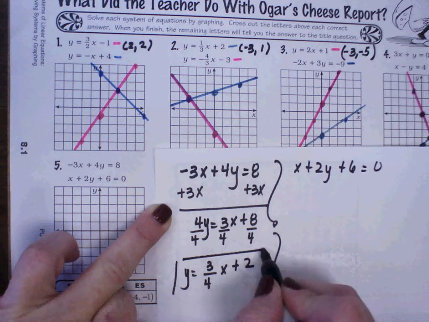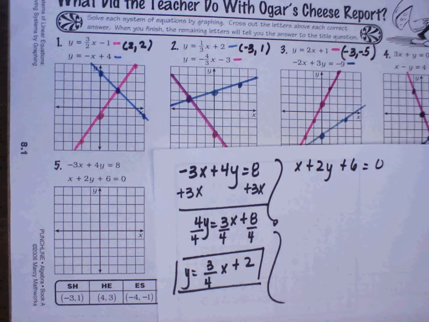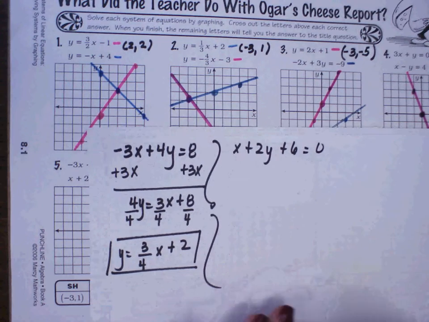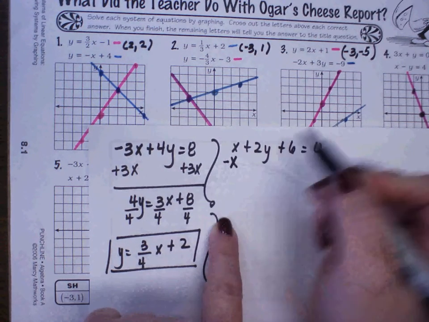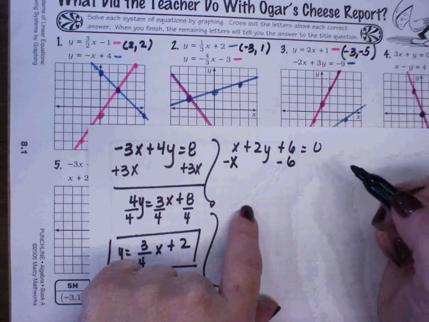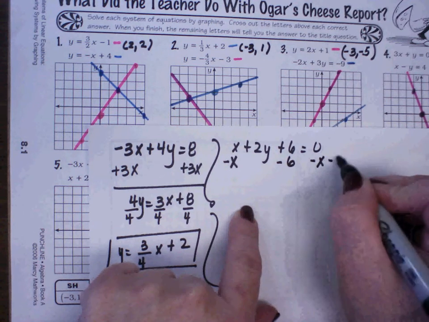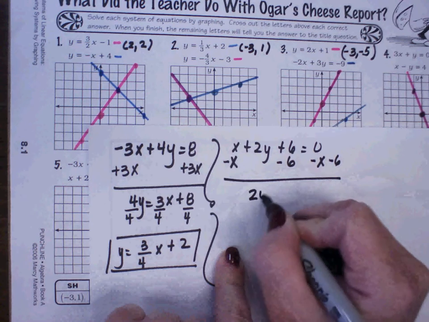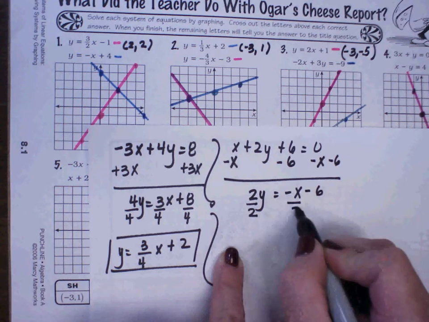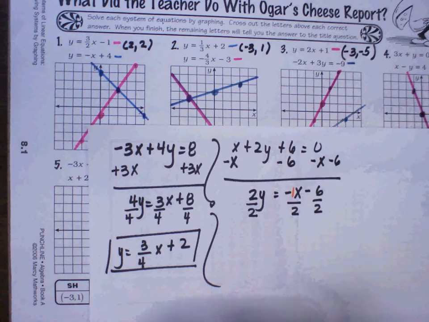All right, what are my steps on the next one? Take away x. And what else? And take away 6, not add 6. It's already added. Now divide by 2. But there's an invisible one right here. So y equals what? Negative 1 half x minus 3.